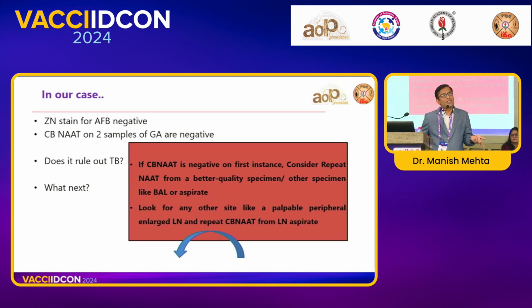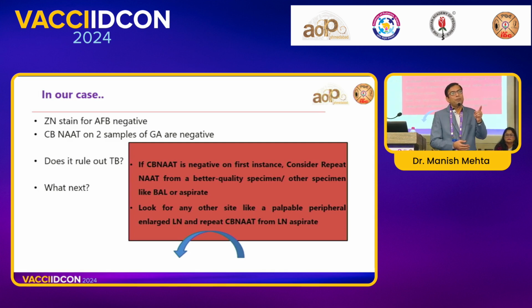If your first CBNAAT is negative and your smear with 2 samples is negative, what will you do? Will you leave this case or will you treat this case? Look for other sites from where you can collect a sample. Look for better sites. If the child has a lymph node, you can send a sample of the lymph node. If there is some fluid, you can send a sample of the fluid. If there is some tissue, you can send a pleural biopsy also. So you should try to send other, better quality specimens if your first CBNAAT is negative.